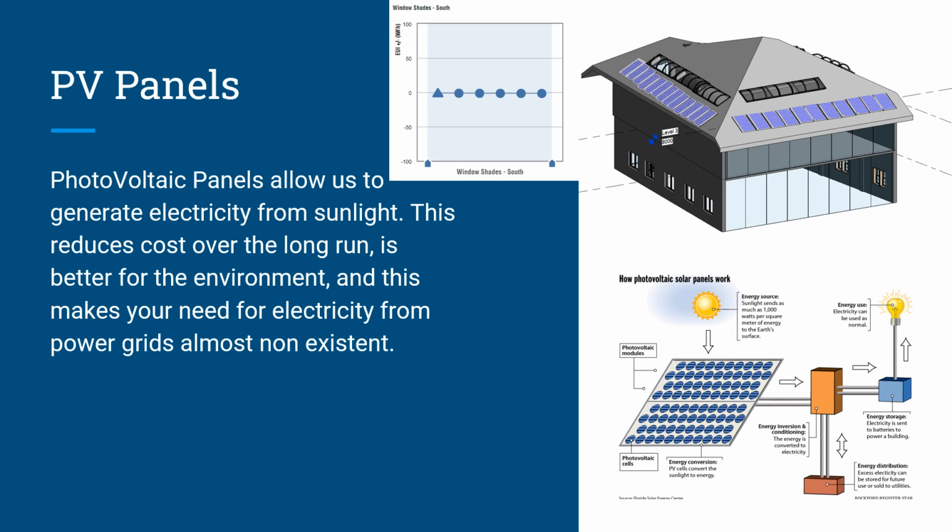My next point is PV panels, photovoltaic panels. You can see from the bottom right how the photovoltaic solar panels actually work. The energy source is the sun, then the sun rays hit the PV panels, which convert it to electricity, ready to be used as energy. Basically, PV panels allow us to generate electricity from sunlight. So this reduces cost over the long run, is better for the environment, and makes your need for electricity from power grids almost non-existent.